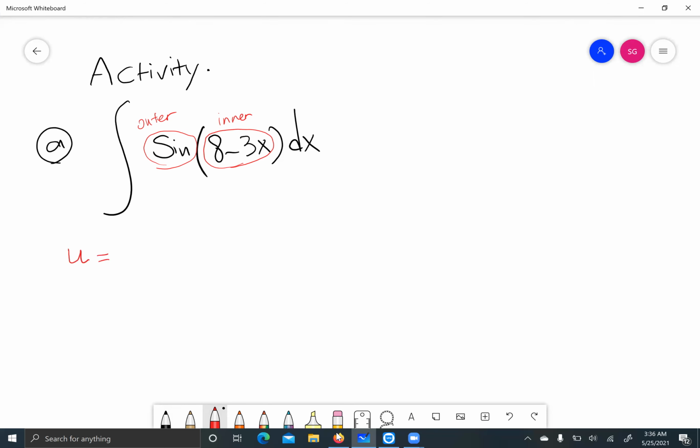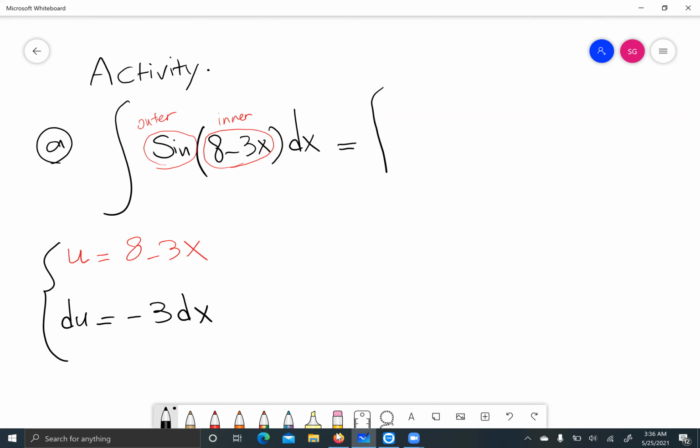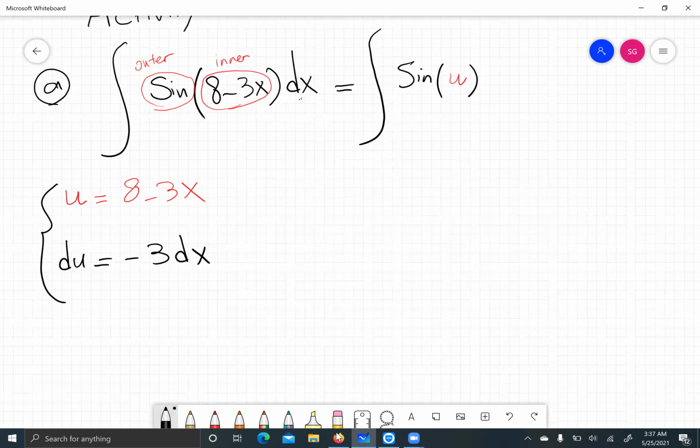What should be the u? The inner function. So let u be 8 minus 3x. And then take the derivative of both sides. So du is going to be negative 3 dx. Now, rewrite your integral in terms of u. So instead of variable x, everything should be in terms of u. So it's going to be sine of u, because 8 minus 3x is u, and then dx. Okay, let's solve it for dx. How can I express dx?